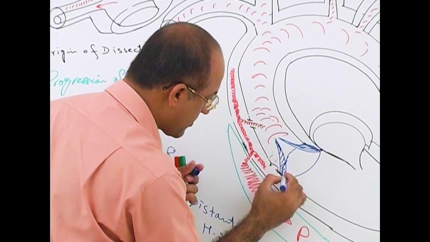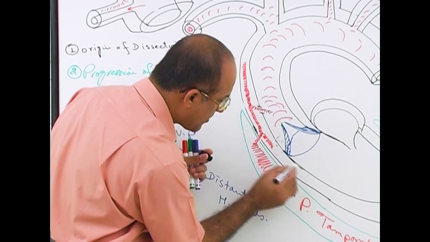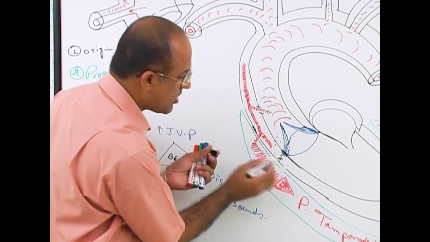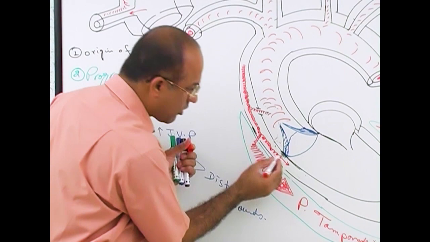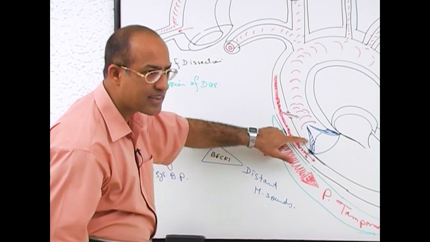Right? Now, the valve is well supported by the connective tissue here. Now, when the dissection moves proximally, it will cut off the support. And if the support is broken, the valve cannot hang and stand at its position. It cannot be held properly at its position.